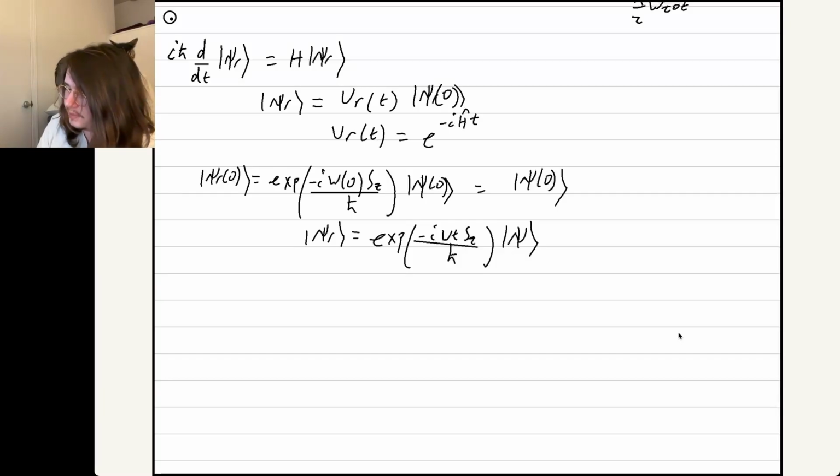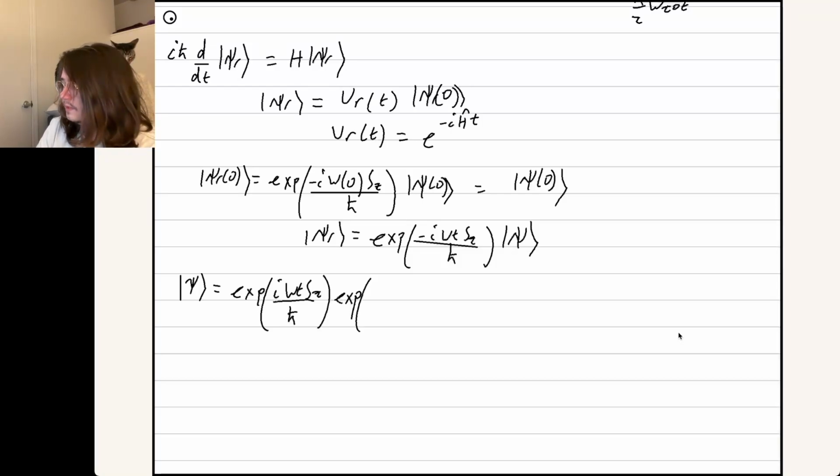That means we can write psi, the time-dependent state that we're looking for, as being the reverse rotator, so we're rotating back into the lab frame, multiplied by our e to the Hamiltonian, so minus i omega minus omega naught S z minus gamma b S x, operating on the initial state 1, 0.